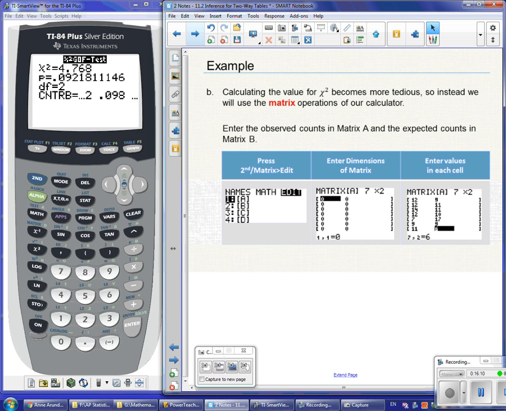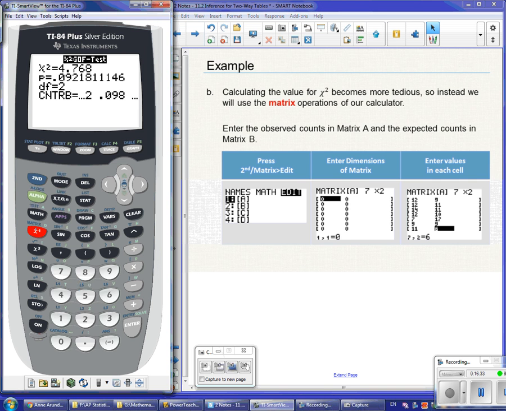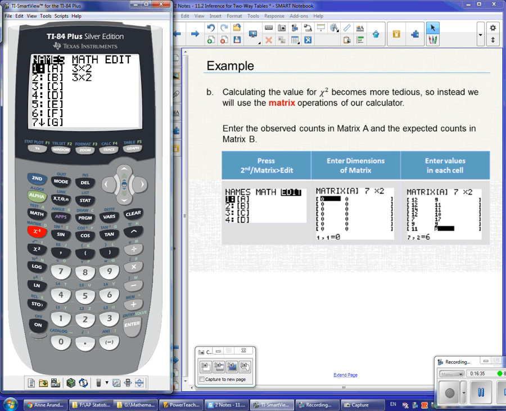There's lots of different uses for the matrix, and one of them is going to be to help us determine the chi-square test statistic. So what I basically want to do is enter all of my observed counts in the matrix. The way we go to the matrix, and you should see it, it's above my X inverse button, so it's below the math key. You're going to have to hit the second button first and then hit matrix.